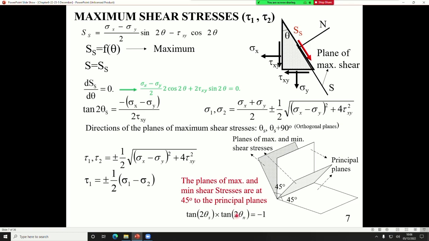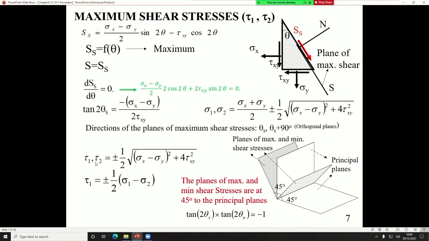And we can easily prove that the plane of maximum shear stress or plane of minimum shear stress bisects the angle between the principal planes. Another way of saying it, that the plane of maximum shear stress is at 45 degrees to the principal plane, any of them.